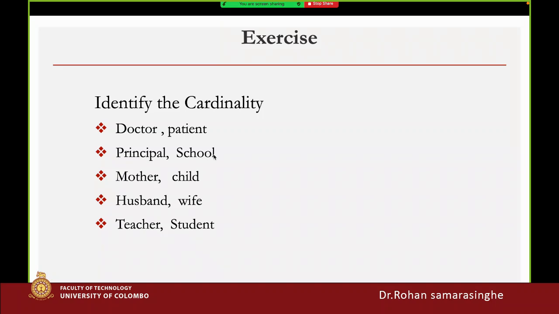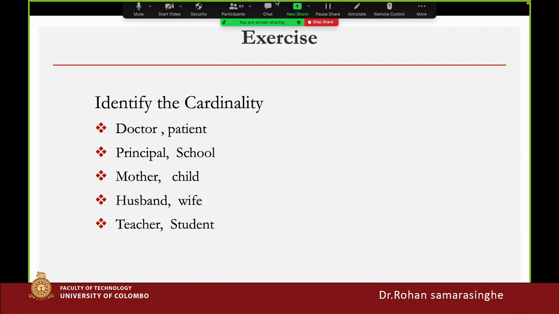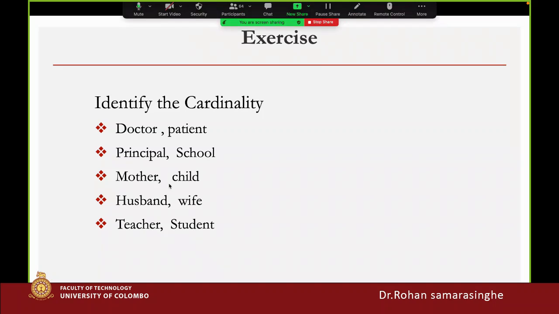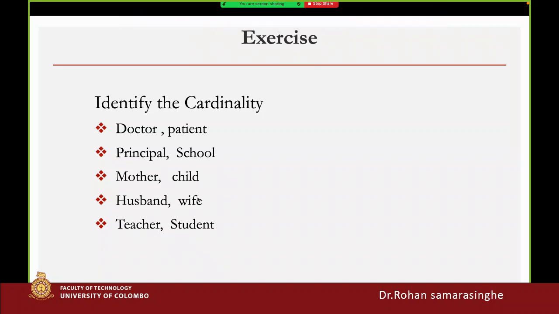Principal and school: one to one. A principal can only handle one school. Then mother and child: one to many. Husband and wife: one to one. Don't say one to many.